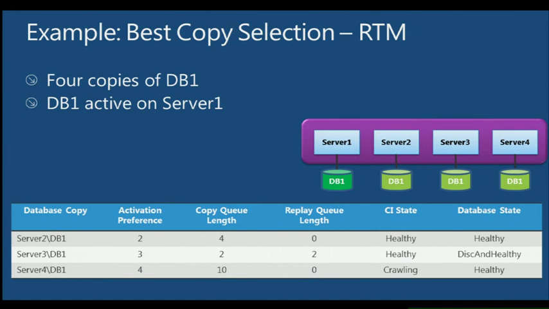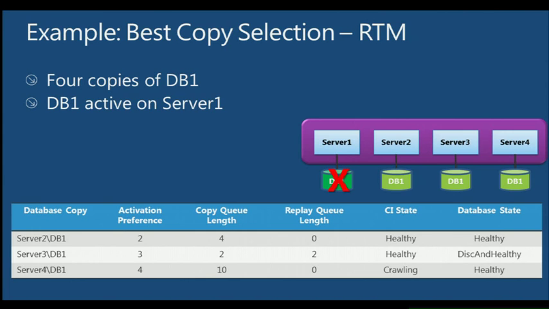Very simple scenario. We've got a 4-member DAG. I've got an active copy of my database on server 1 and passive copies of the database on servers 2, 3, and 4. Conveniently, the activation preference values for those are also 2, 3, and 4, matching the servers. You can see what the copy queue and replay queue lengths are and the health of the content index and database. So we have a failure affecting the active copy.